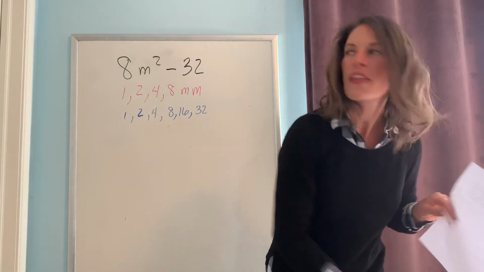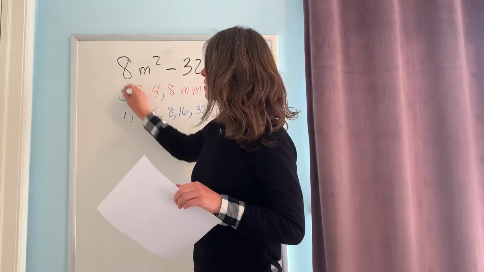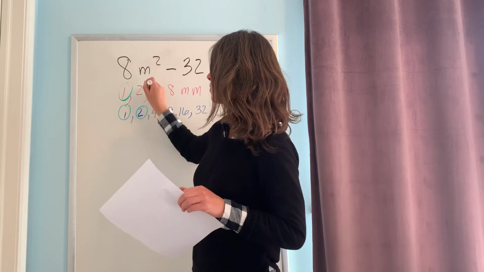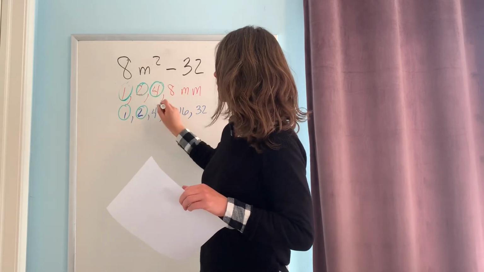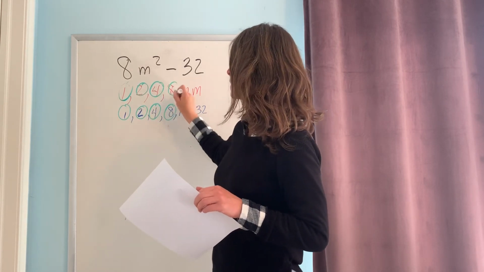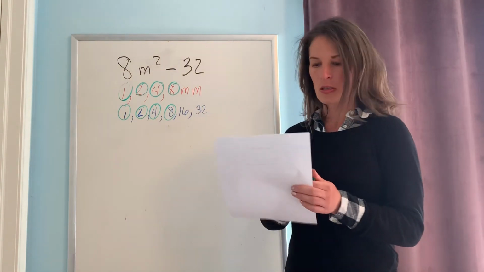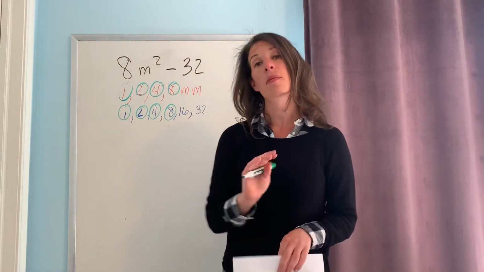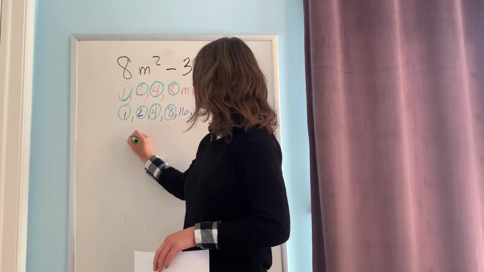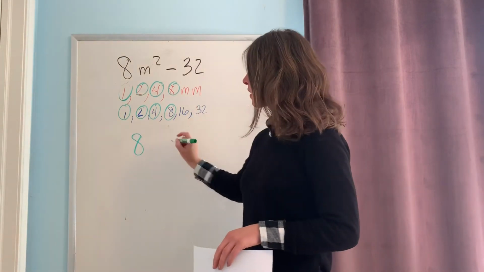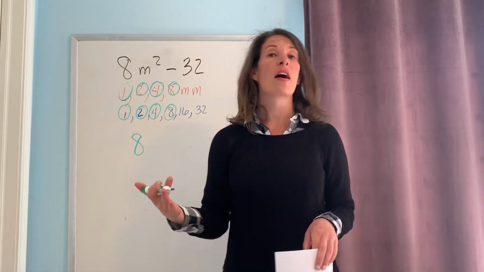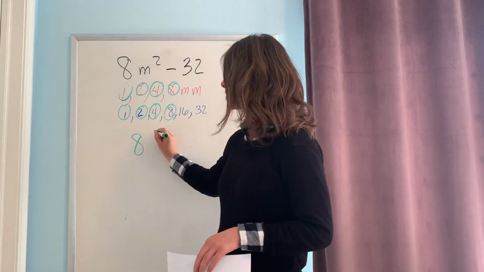Let's circle everything that's in common. My 1s are in common. 2, 4, 8. I don't have any variables to circle. So the largest number that I circled is 8. I have no variables, so that means that I'm done for the outside of my parentheses.